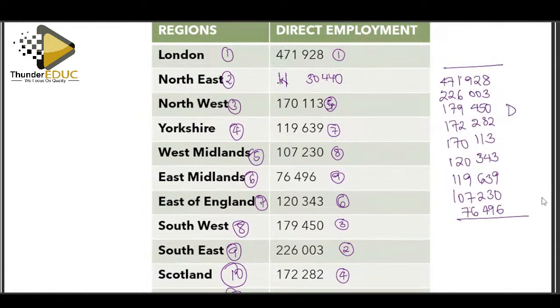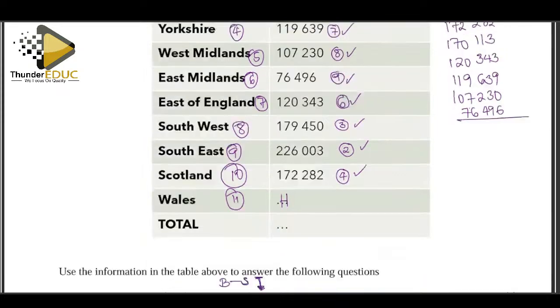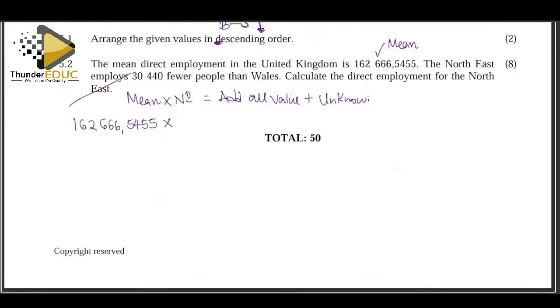Okay, add the normal numbers. Leave alone the algebra. Leave the letters alone. Leave the missing numbers. Add the normal numbers. The numbers that you're adding are supposed to be 11, so here we shall multiply by 11. When you add all the normal numbers, you end up having 164,34,84 plus the unknown. Remember, we have one unknown which says Wales.